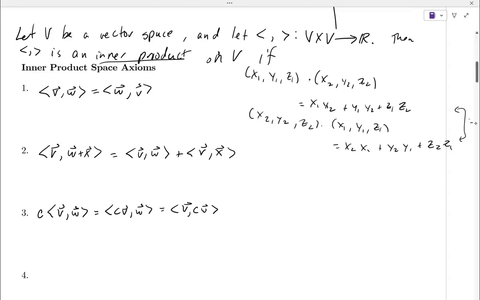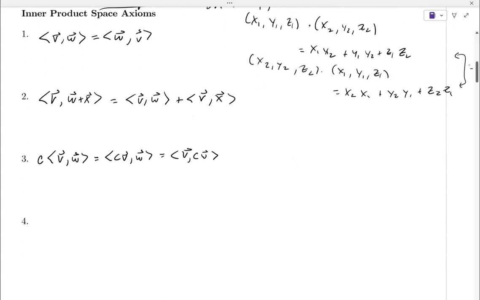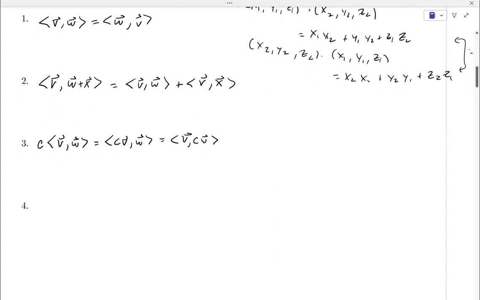Okay. So this last one is where we actually start getting that notion of length in here. The last one says that if you take an inner product of a vector with itself, my goodness, can I write a greater than or equal to sign? When I take an inner product of a vector with itself, I get something that's always greater than or equal to 0.